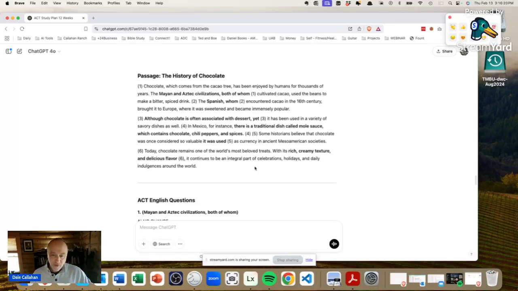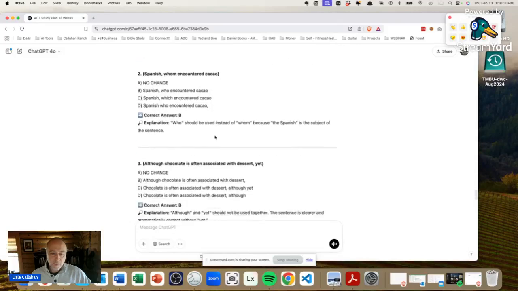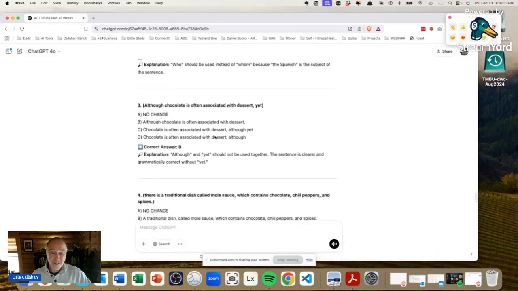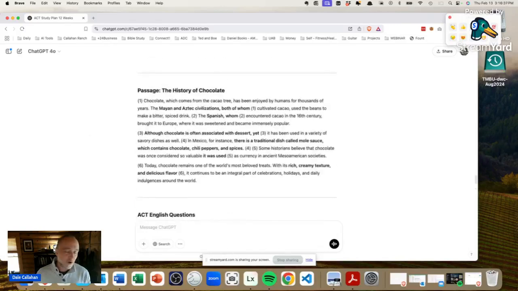Now, can it have errors? Yes. Is it possible you will find something down here and say, I don't think that answer is really B, I think it's C? Yes, those things happen. But it's less and less pretty much every week. But here we can just see that we are basically creating a study plan, and from that study plan we are trying to figure out what to do.